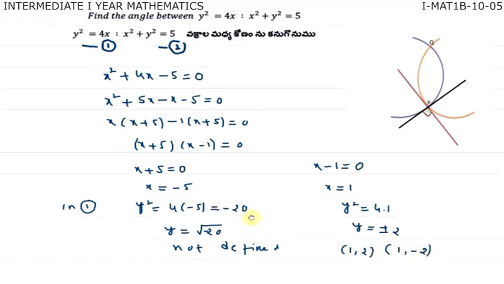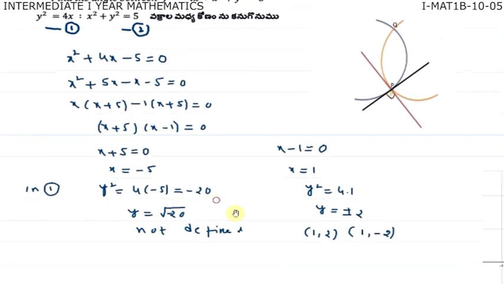So now here find first m1 and m2. For that, take the derivative of these two functions first. First differentiate the first curve on both sides with respect to x. From that I will get 2y dy by dx is equal to 4, since 4 is a constant and the x derivative is 1.